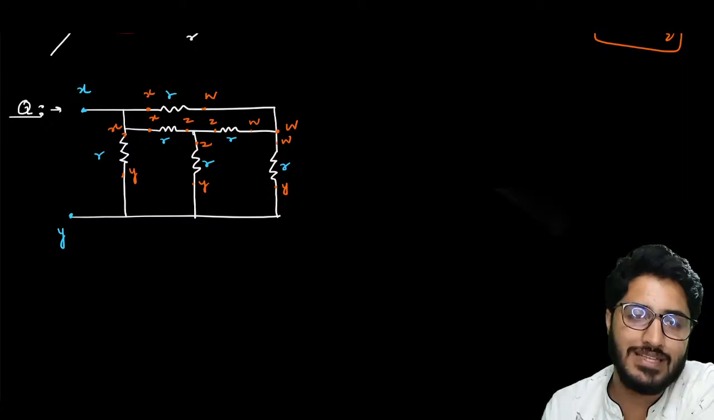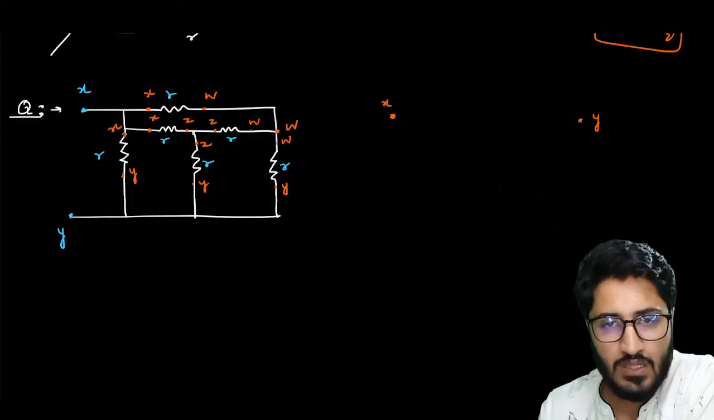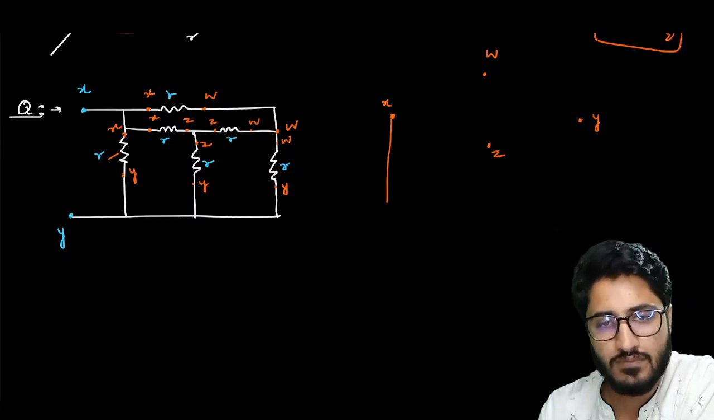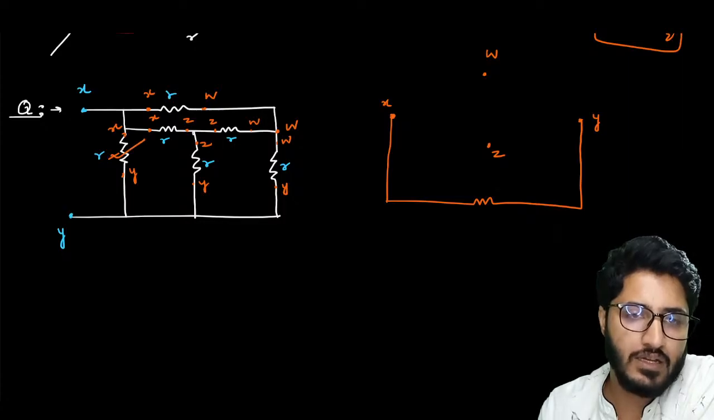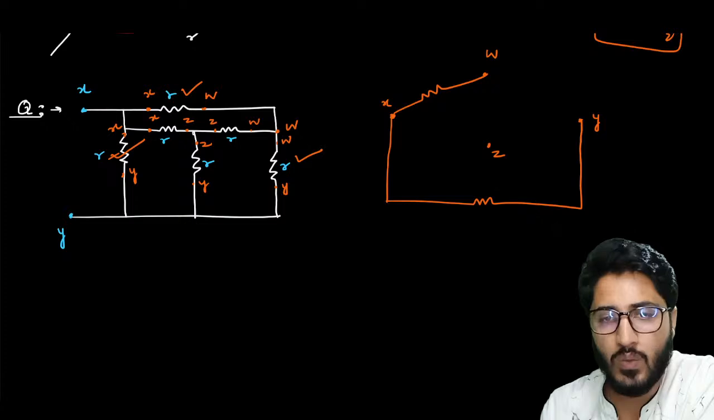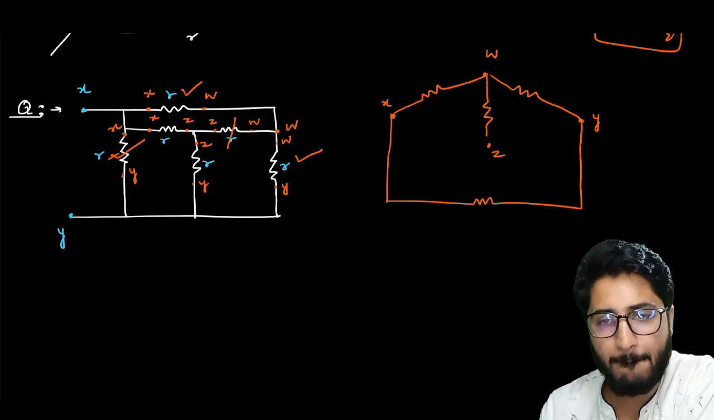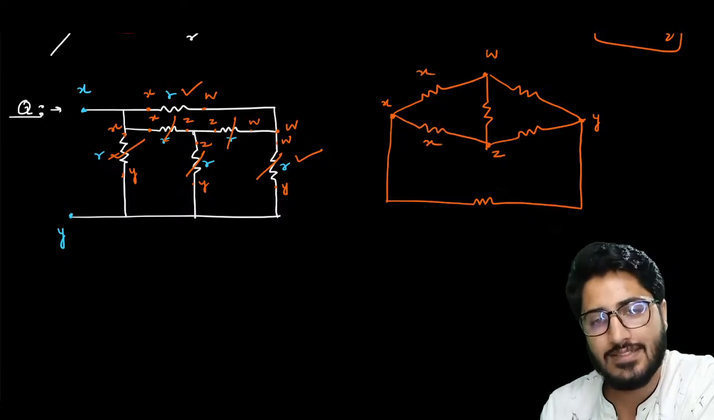So how many points do we have? We have X, Y, Z, and W. Here we have X point, here we have Y point, then we have W, X, Y, and Z. Look, this one is between X and Y. This one is between X and Y. So I will mark it X and Y. This one is between X and W. This one is W and Y. W and Z. Z and Y. X and Z. All are R.